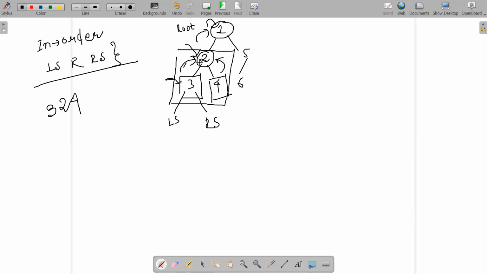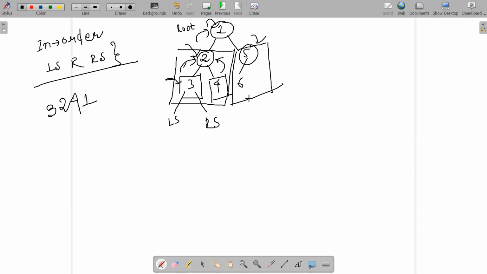Entire left subtree of 1 that starts off from 2 has been visited correctly. So right now I can try visiting 1. After visiting 1, go ahead and try visiting its entire right subtree. Then what would happen? Then visit this 5.